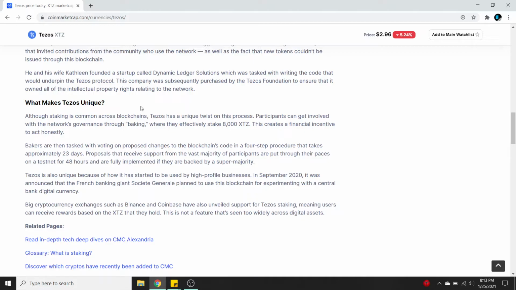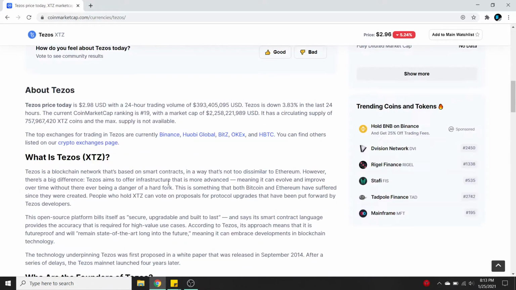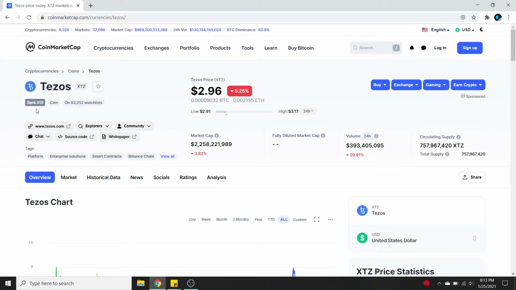This is not a feature that's seen too widely across digital assets. I know there are other coins that you're able to do that with too, but Tezos seems to be, as we looked at before, currently ranked number 19. It's pretty popular.